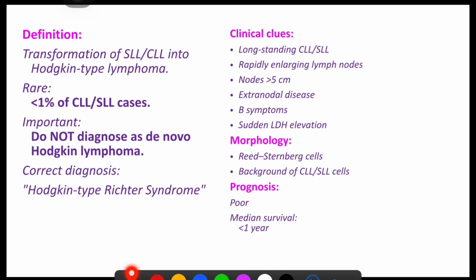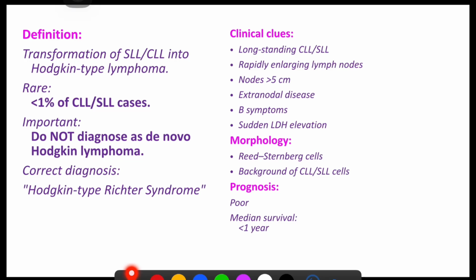So by definition, transformation of SLL or CLL into Hodgkin's type lymphoma is rare, less than 1% of CLL SLL cases, and do not diagnose it as de novo Hodgkin's lymphoma. So the correct diagnosis, when you find a background of CLL along with classic RS cells, is Hodgkin's type Richter syndrome. So what is the clinical clue?